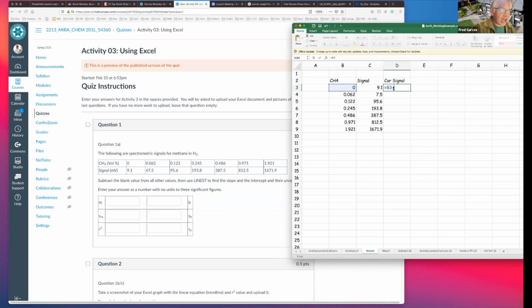And then I'm going to subtract, and then I'm going to click on this cell, C3. Sorry, it's C3 minus C3, because we want that first signal to be 0. So I'm going to click on C3 minus C3, and if I hit return, that equals 0. So with 0 methane, the corrected signal should also have a 0 voltage detected.